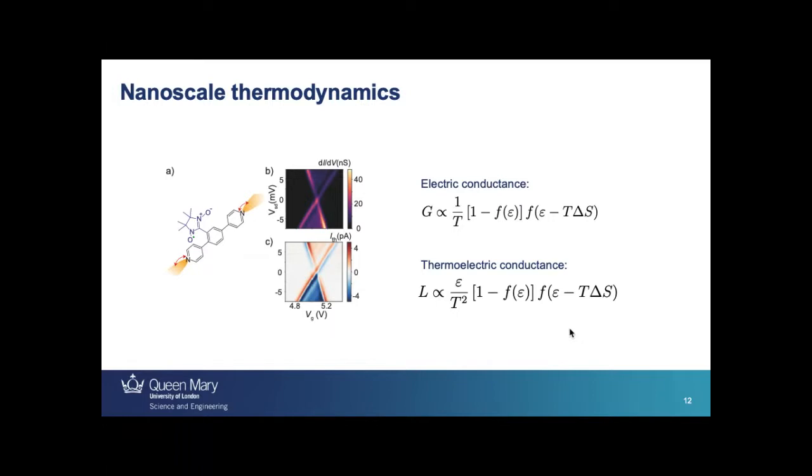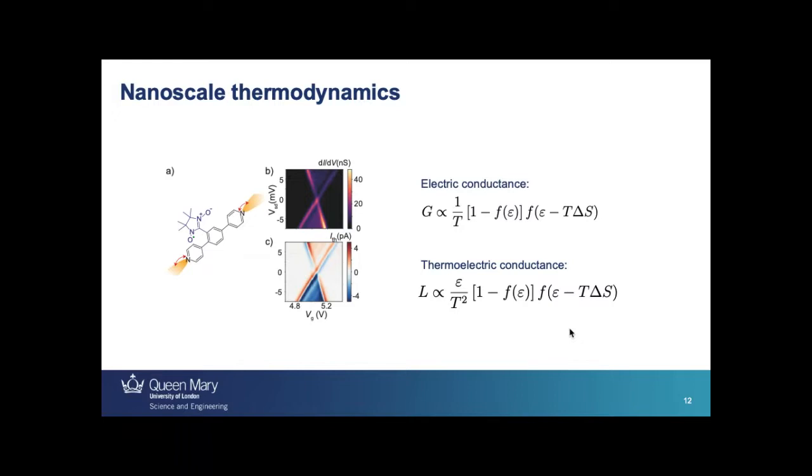So if the change in entropy is 0, then what this does is it gives you a peak that's centered around epsilon equals 0. If the delta S is non-zero, it will give you a shift of that peak. So that is what happens with the conductance. So it's a peak and it's shifted with respect to epsilon equals 0.